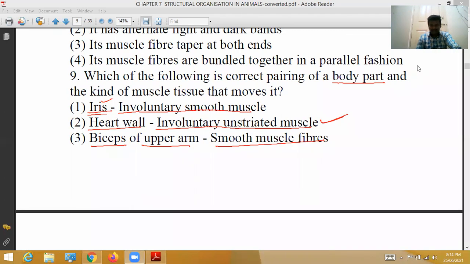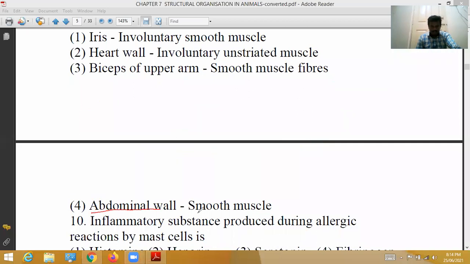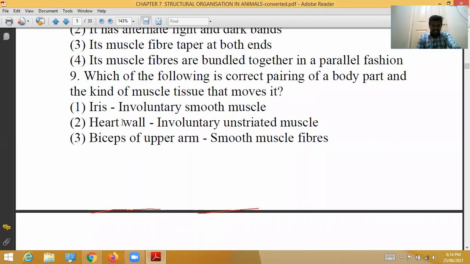Like this, 4 options are given. In these 4 options, which one is the correct option? That is what we have to find. See, iris, it is involuntary smooth muscles. It is correct. Among the 4 options, the first option is correct. See, heart wall, it is not involuntary unstriated muscle. It is cardiac muscle. Heart wall is cardiac muscle, not unstriated. So that is a wrong option.